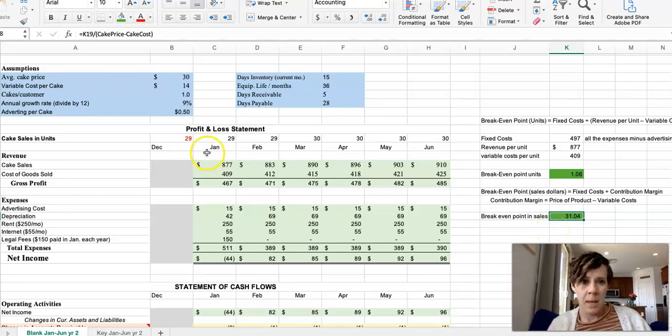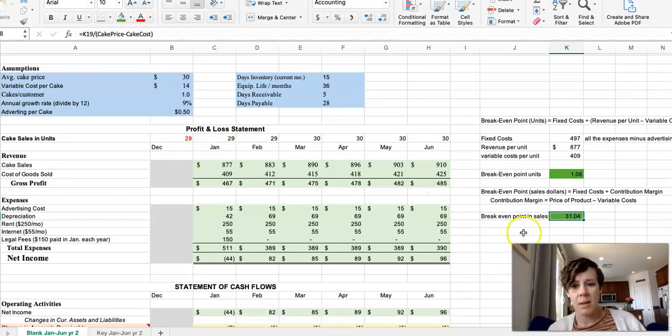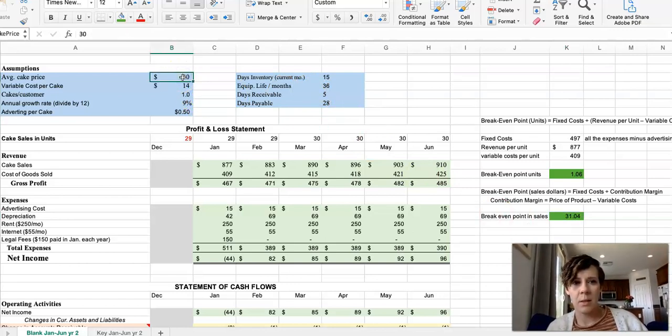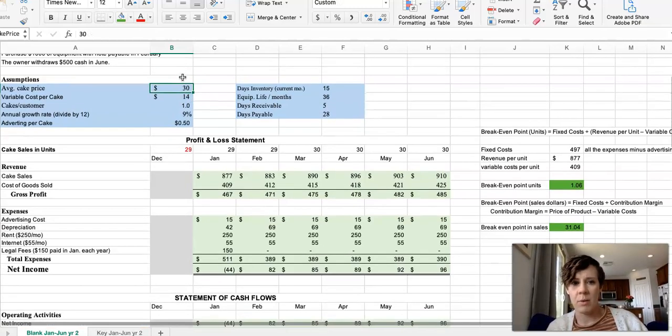And the break-even point in sales was 31.4 cents. So what this is telling us is that when the cake costs $31.04, then the business is breaking even. So their average cake price is slightly lower than the break-even point.